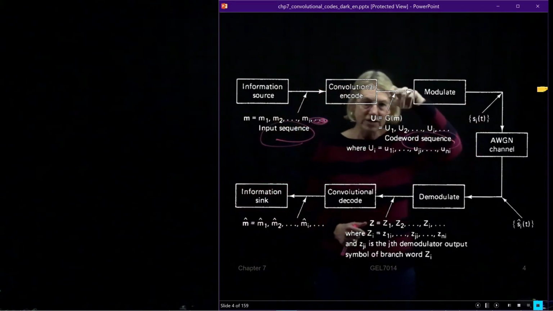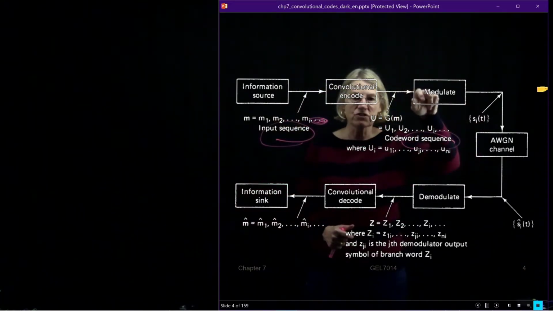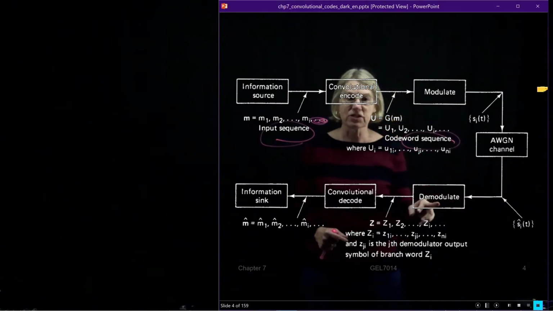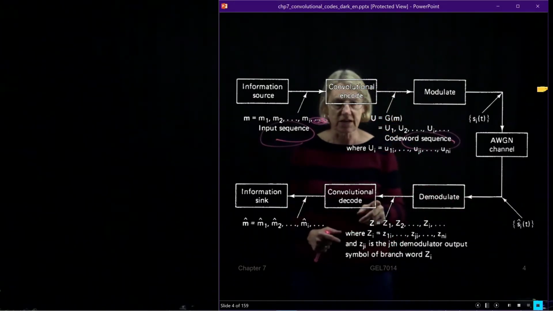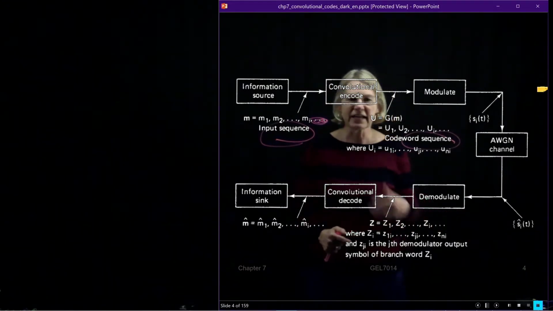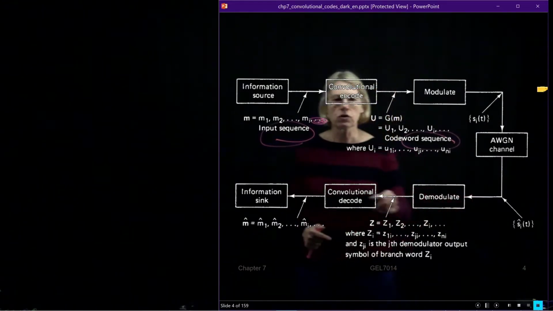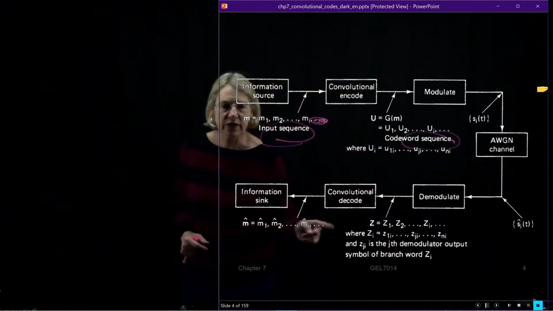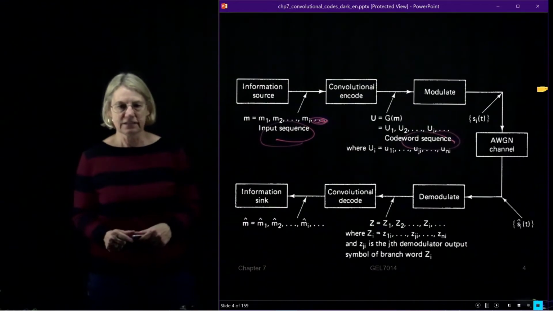It gets modulated onto some modulation format. It goes through the additive white Gaussian noise channel. It comes and gets demodulated. So now I'm back to coded symbols here. But you can see that the received coded symbols, I'm looking at a continuous stream of them in order to put it into the convolutional decoder. And again, I'm getting a stream of data coming out.